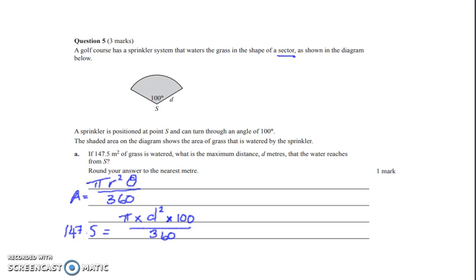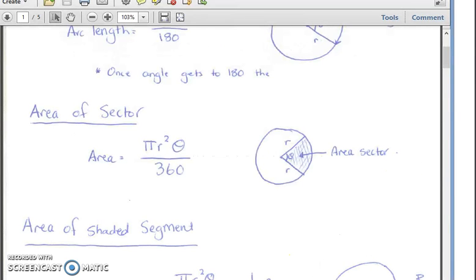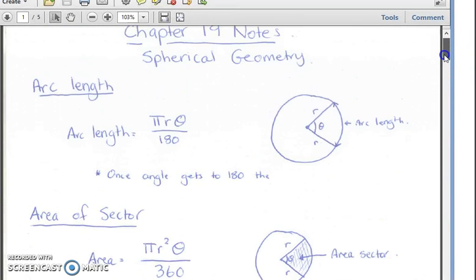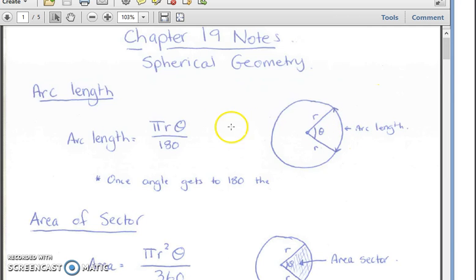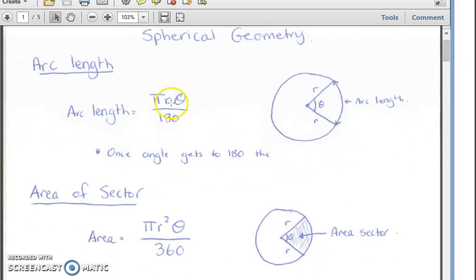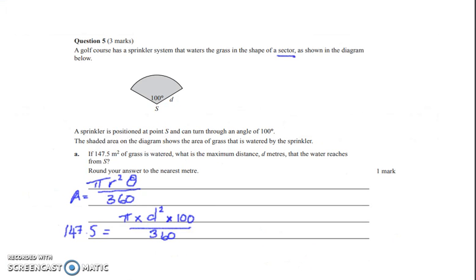The other formula that is given, and you've got to make sure that you don't incorrectly use it, is the arc length. So the formulas are very, very similar. So we've got this one and this one. Make sure that you're using it correctly. The area has the over 360, and it's also got the square on there. Don't forget to put that in, because that can be the difference of getting it right and wrong.